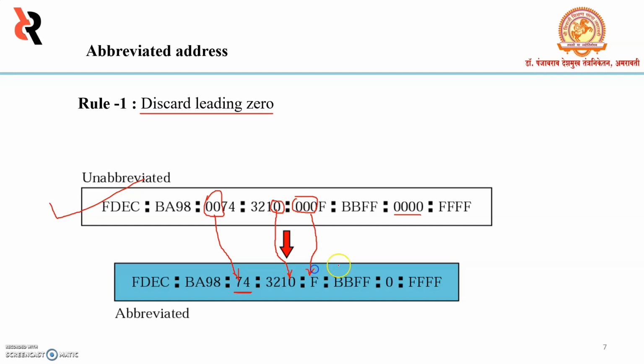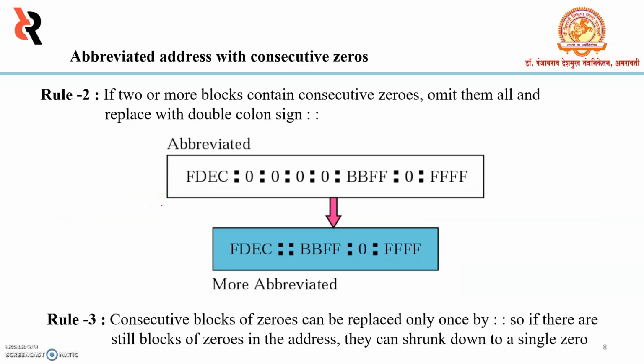Only F will be rendered here, and all these are omitted, but still there is 0. At least one member should be there in the block, so 0 will be there. So this is an abbreviated address. We can again abbreviate an address with consecutive zeros also. Again we can abbreviate this one. Again we can shorten this one.